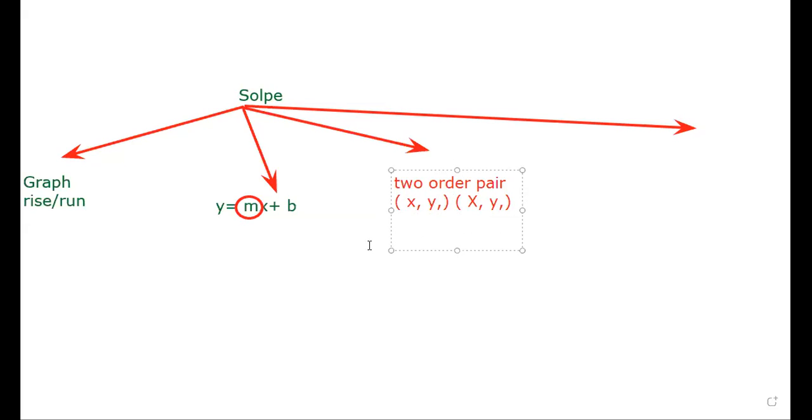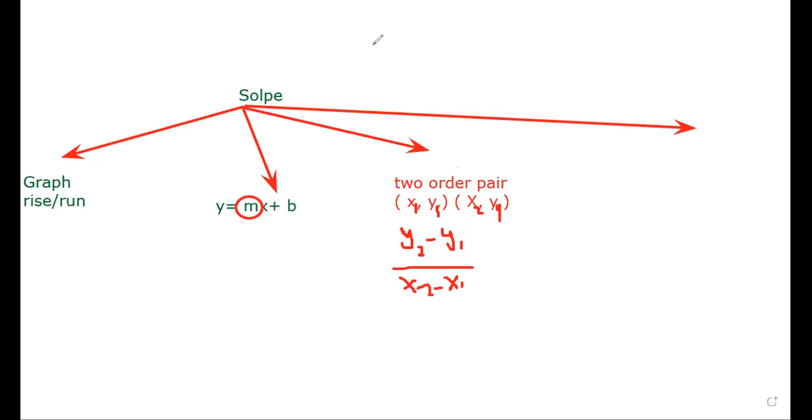So it will be y2 minus y1 over x2 minus x1. And here, let me correct this one. So it will be x1, y1, and this one is x2, y2. So this is in case we have two ordered pairs.